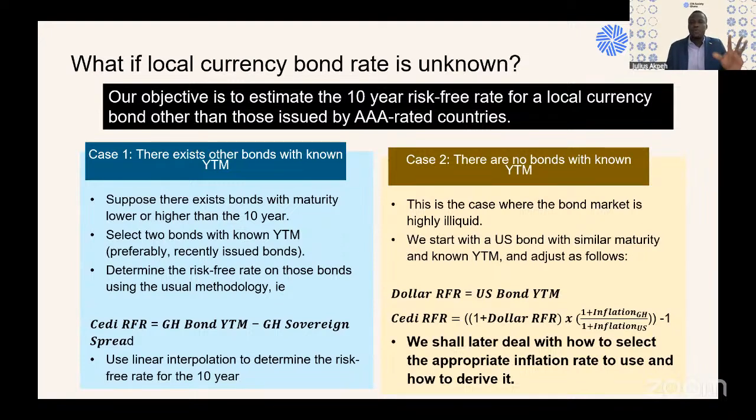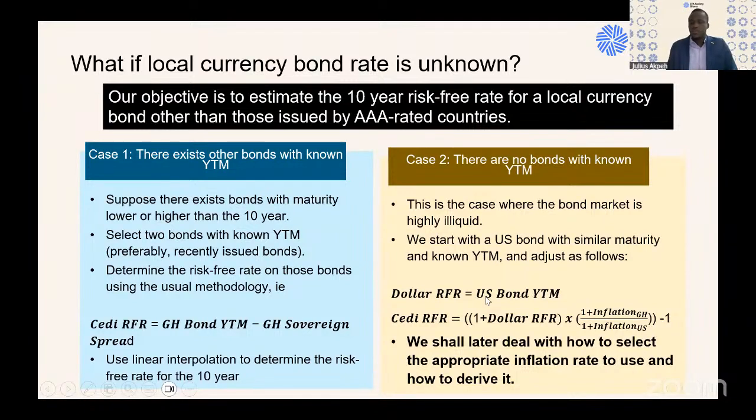In this case, we start with a US bond. We start our argument from a US bond with similar maturity and known YTM. So we go to the US Department of Treasury or Bloomberg, and get the yield to maturity on a 10-year US bond. And that is the starting point. We call that the dollar risk-free rate. That is what I denote by RFR, the dollar risk-free rate.